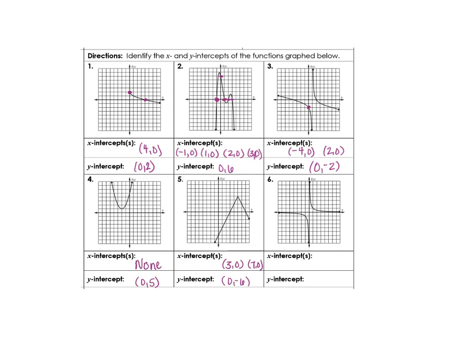And finally, for number 6, this one is a strange little function. This one does not have any x or y intercepts. This is none, and down here is none. This function here looks like it might be our reciprocal graph f of x equals 1 over x. That's kind of what that one looks like.